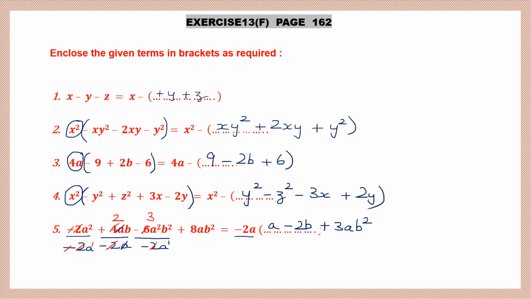Let's go to the last one and divide this by minus 2a. So plus into minus is minus. I can cancel 2 and 8. 2 4s are 8, so I write 4. I can cancel the a's. So what is left is b square. So I have got minus b square. So finally let me read what's in brackets: a minus 2b plus 3ab square minus 4b square. So be careful with the last one, and this is how you do it.